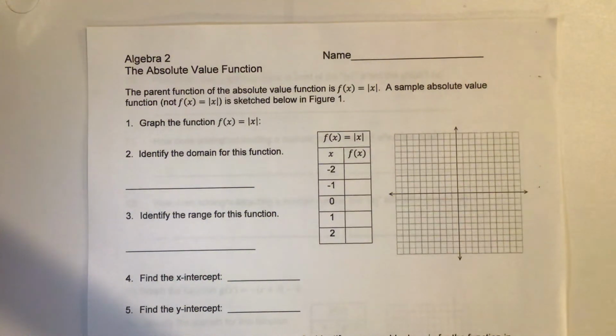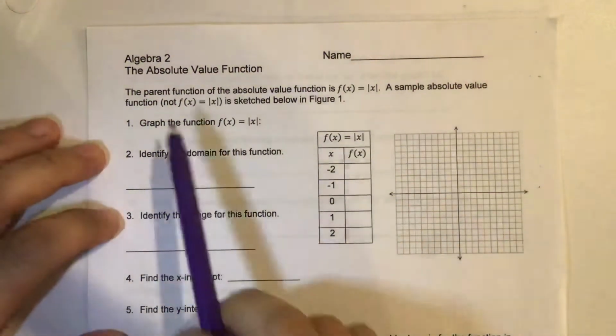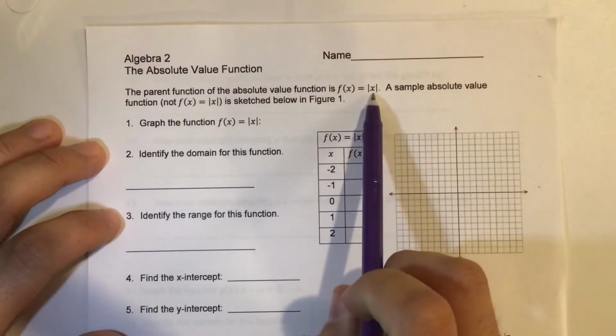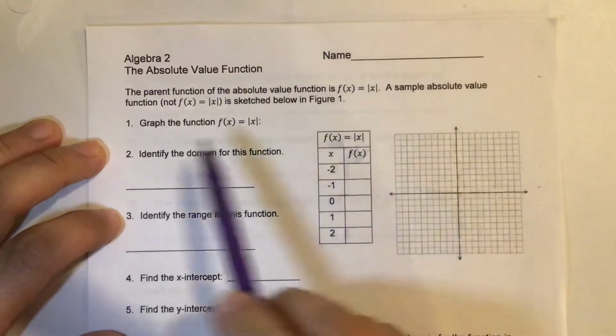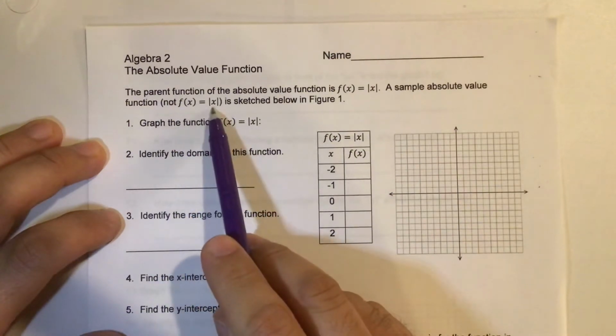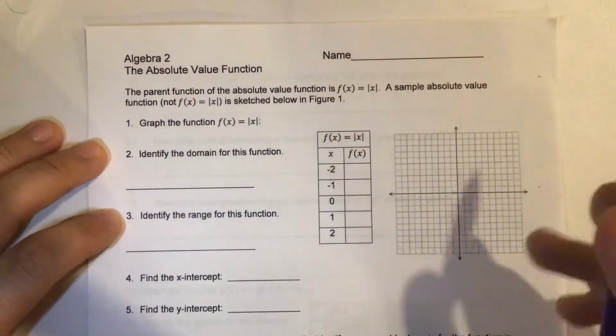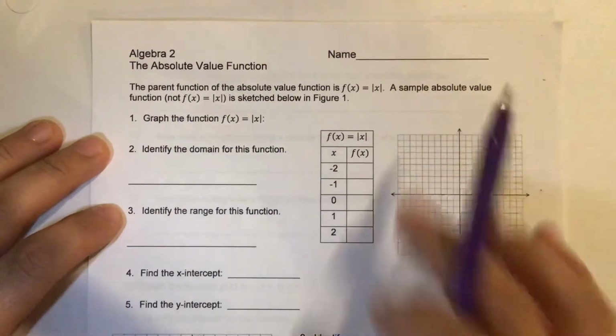Okay, so these are the notes for the absolute value function. It says the parent function of the absolute value function is f of x equals the absolute value of x. The sample absolute value function, not f of x equals the absolute value of x, so not the parent function, is sketched below in figure 1. So first we're going to talk about creating the actual parent function.